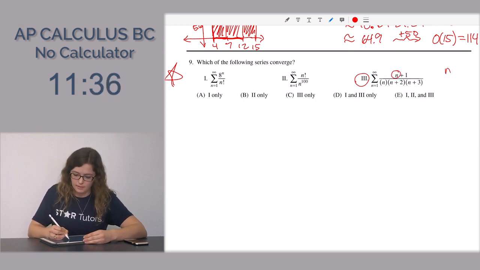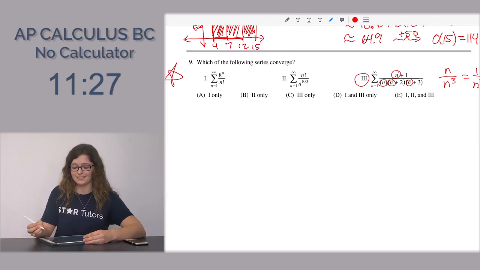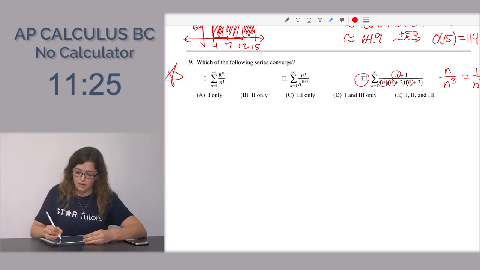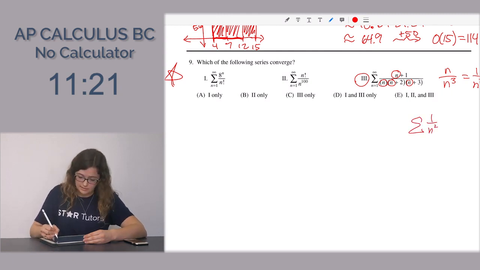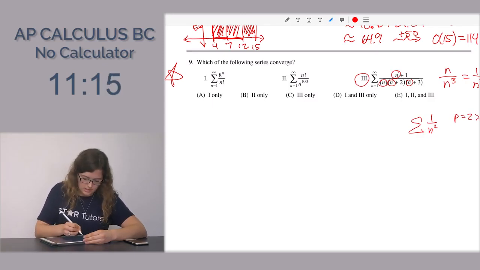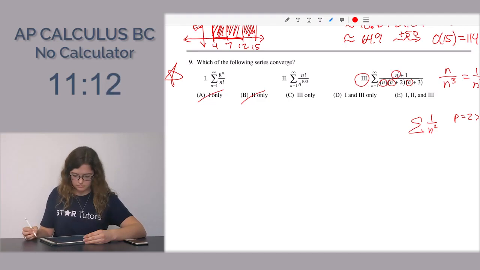The highest power of n on the bottom is an n cubed. If I multiplied all that out, I get an n cubed. This would simplify to be a 1 over n squared. So this series is going to act like 1 over n squared, and the sum of 1 over n squared is going to converge because it's a p series with p equal to 2, which is bigger than 1. So 3 is going to converge, so it's not going to be A or B.